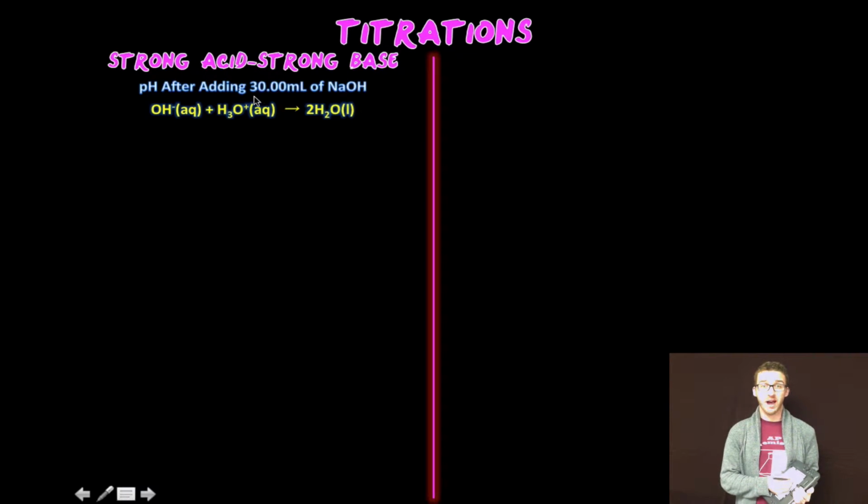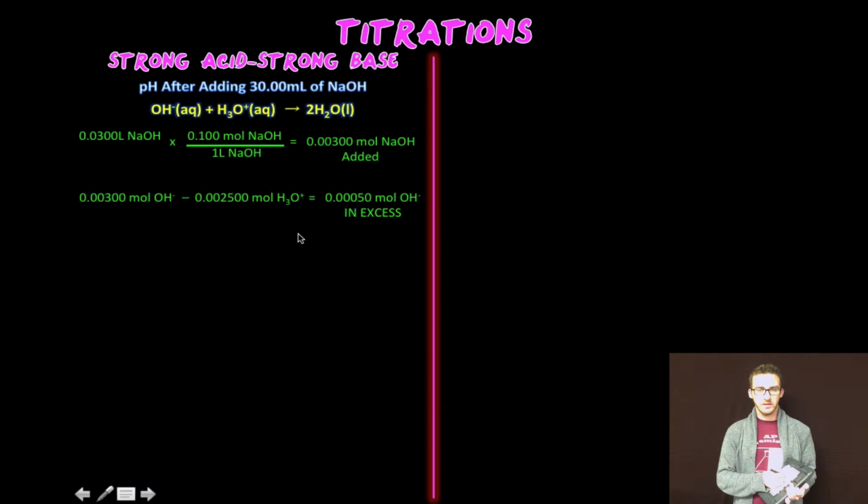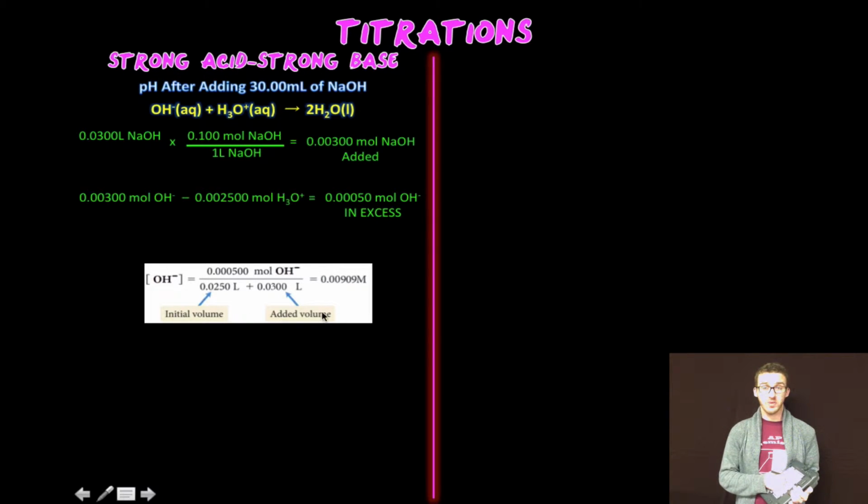How do we calculate the pH after we've added 30 mL of sodium hydroxide, or we've gone 5 mL past the equivalence point? Let's think about the total number of moles of sodium hydroxide that we've added. After adding 30 mL, we'll have 0.00300 moles of sodium hydroxide. Recognize that 0.002500 moles of that went to neutralize the original hydronium from the HCl, and so we have 0.00050 moles of hydroxide in excess. So let's determine what the concentration of that hydroxide ion is. We know we have 0.000500 moles of it, but again, keep in mind the volumes here.